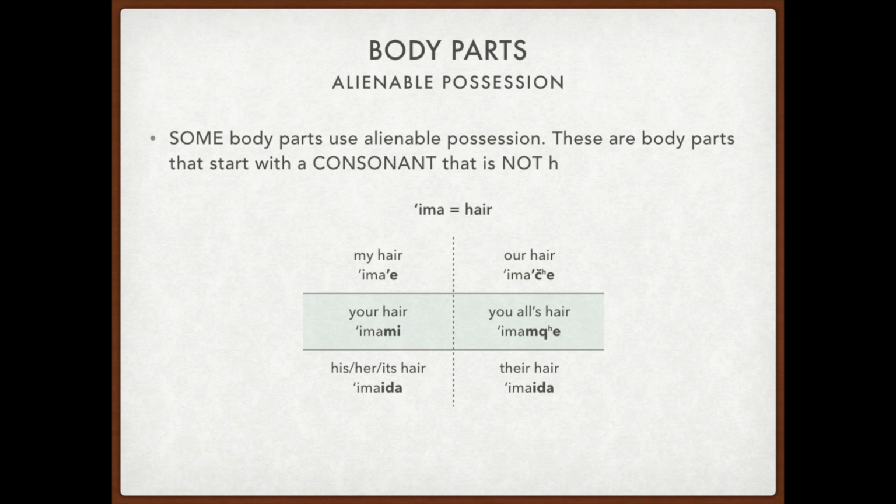My hair is ima-e. Your hair is ima-mi. His, her, its, imaida. Our hair, imache. You all's hair, imamke. Their hair, imaida. You notice that all of these words start with ima, the root word hair, right? And the possession shows up as a suffix at the end.